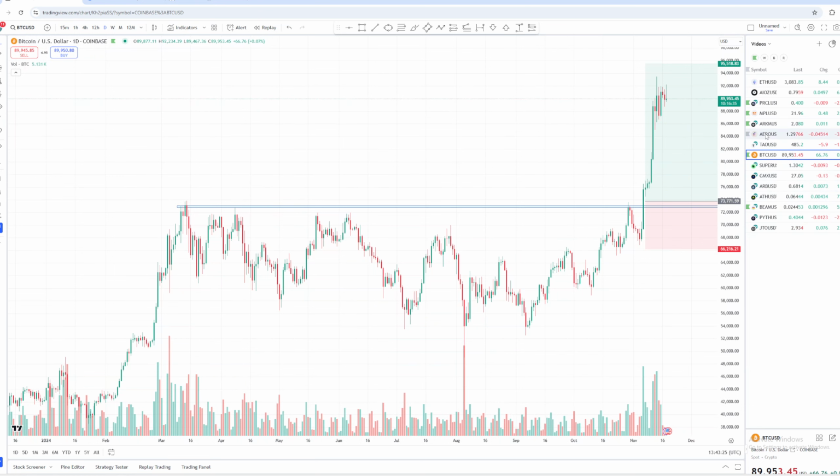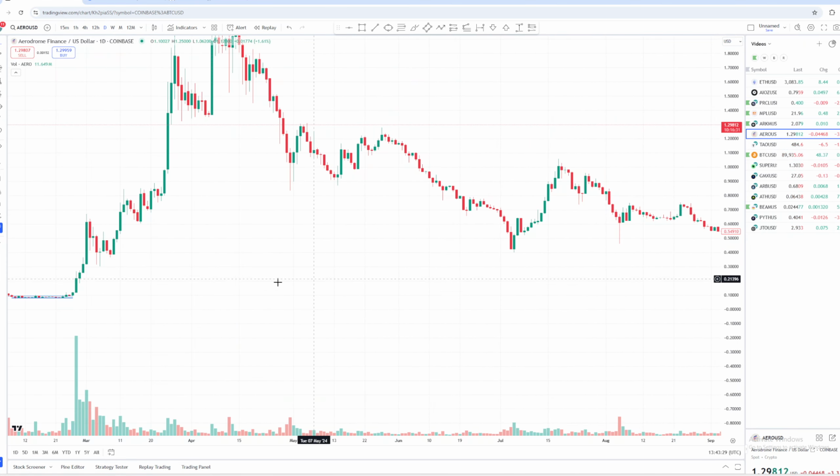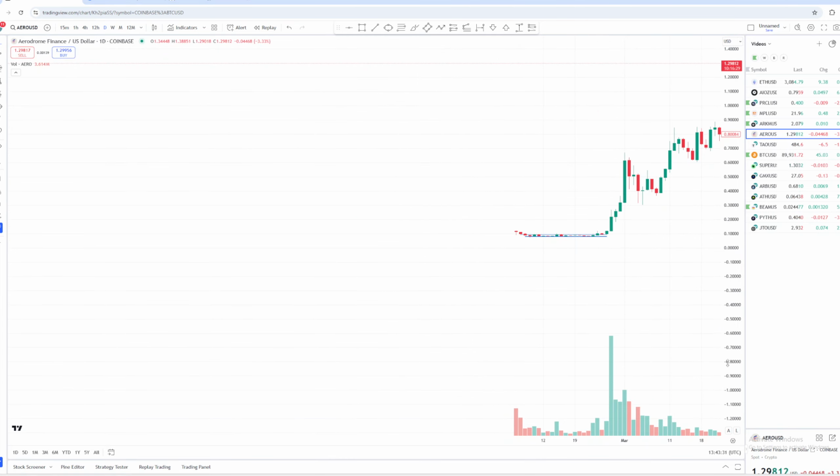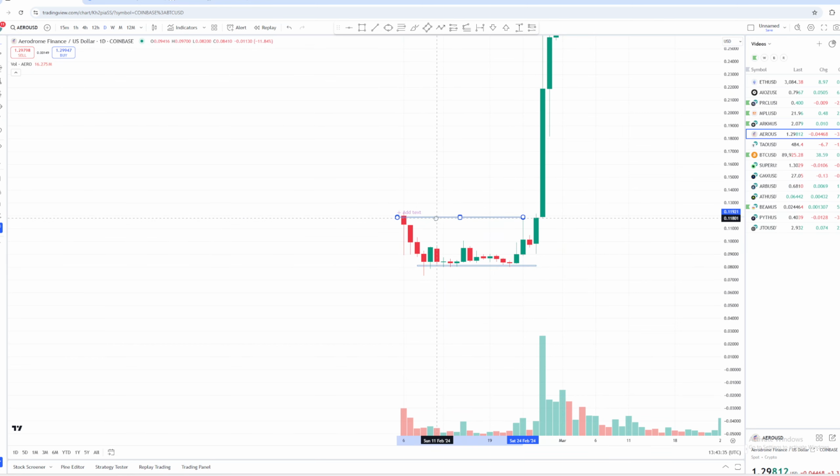Same thing happened to Arrow. So this one, before it actually took off, was pretty much, in this case, the all-time high breakout if we take.